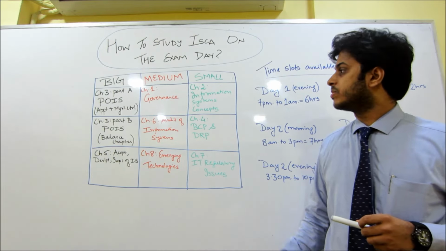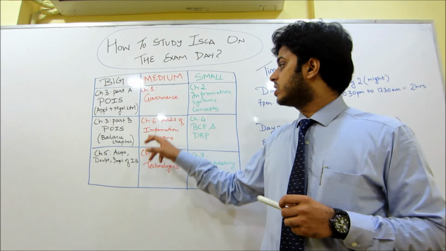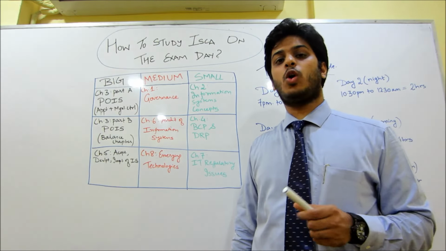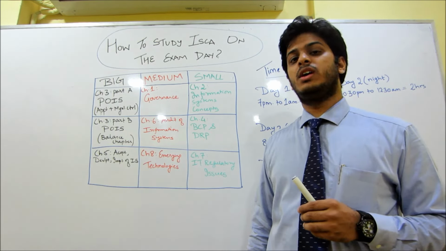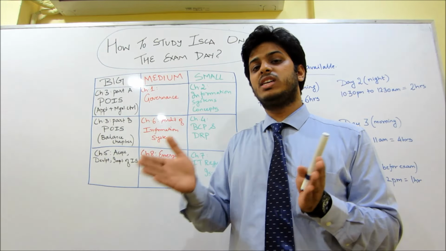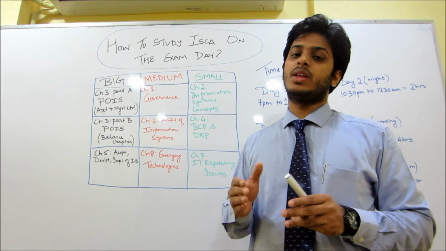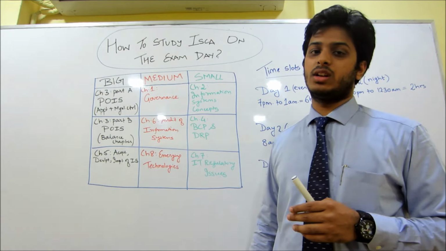Information Systems. Your medium chapters first include chapter 1, that is Governance, chapter 6, that is AOIS or Audit of Information Systems, and chapter 8, that is Emerging Technologies. Emerging Technologies till the last attempt was a small chapter, but in this attempt, in November 2016, it has a lot of amendments. Hence, I have included that in your medium chapters list.